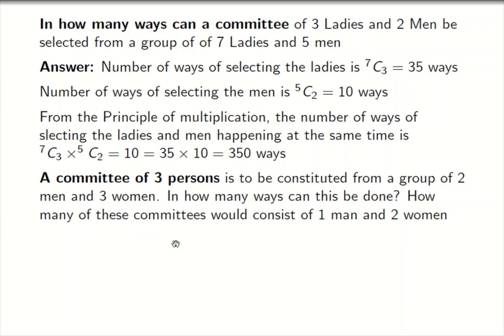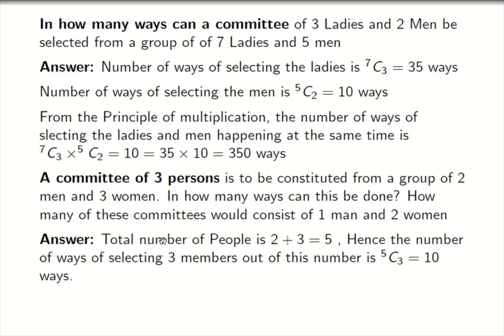How many of these committees would consist of one man and two women? All right, so looking at the first one, the total number that we want for the committee is three, and the number of people available is two men and three women, which will give me five. Okay, so in general, if I want to do this, then it's the same as 5 combination 3.